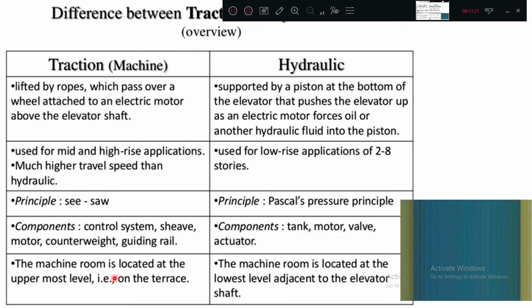The machine room here is located at the top or uppermost level on the terrace. Here the machine room is located at the lowest level adjacent to the elevator shaft. Here it is situated at the bottom. These are some of the basic differences.